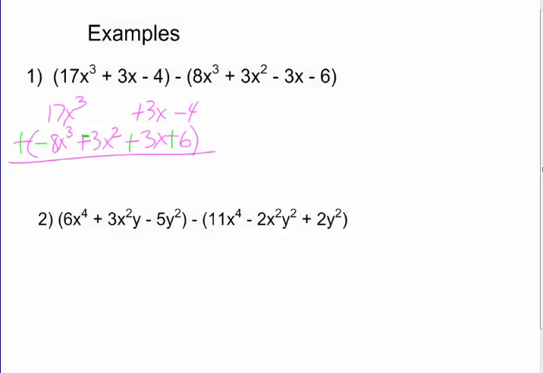Now we can add them together. 17 plus negative 8, 9x to the third. Minus 3x squared. There's nothing on top, and we're adding a negative 3x squared, so it's just the negative 3x squared. 3x plus 3x, and negative 4 plus 6. So that's your final solution. 9x to the third minus 3x squared plus 6x plus 2.